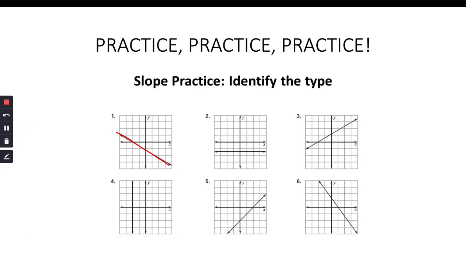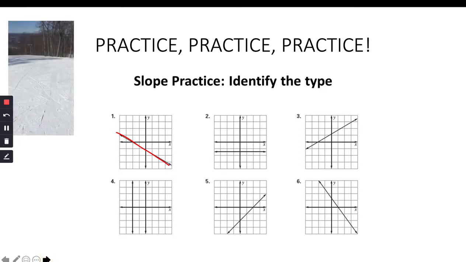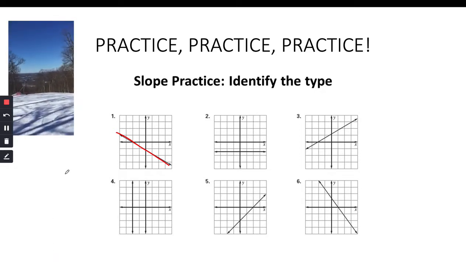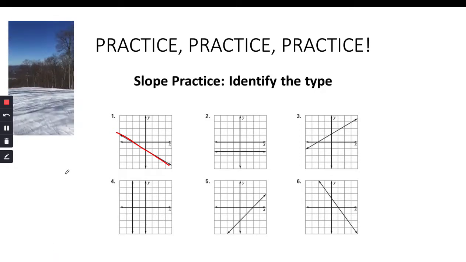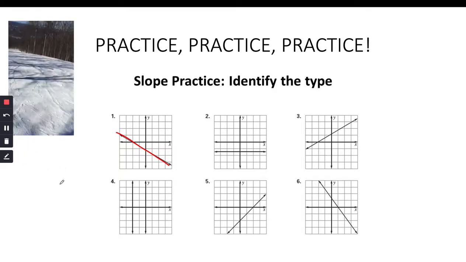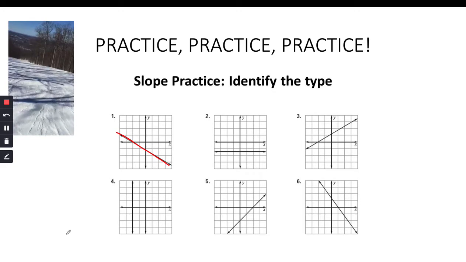All right, let's see what Slope Dude says here, version 2.0. Now we're going down the hill. Nice, negative. Nice, negative. If you said nice negative for number one, you are correct. All right, and now we're looking at number 2 here. So the first one we had a nice negative slope. The second one, what do you think that is?